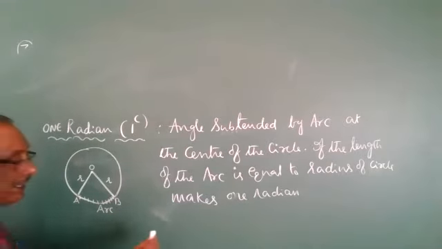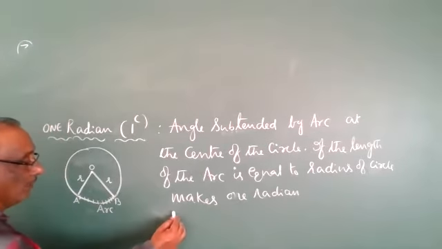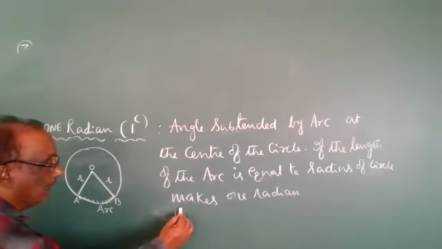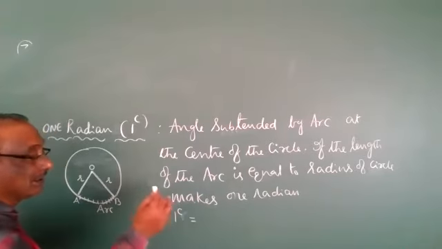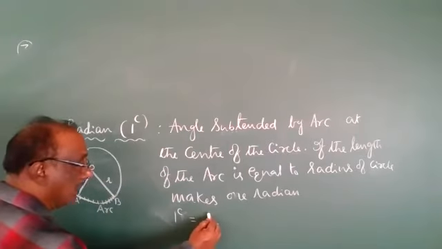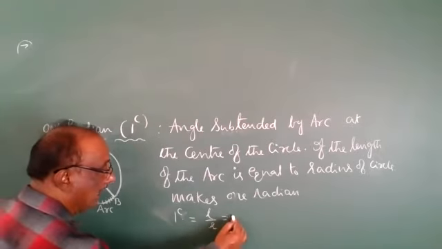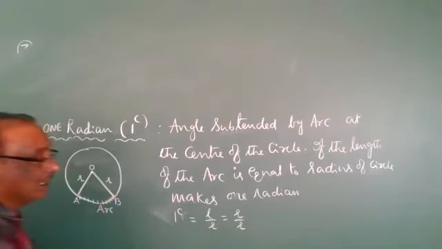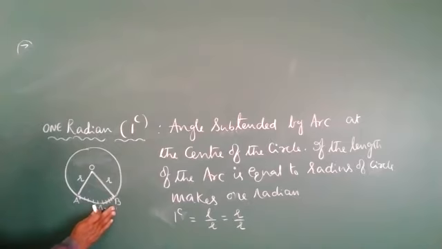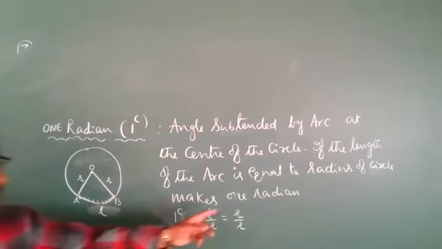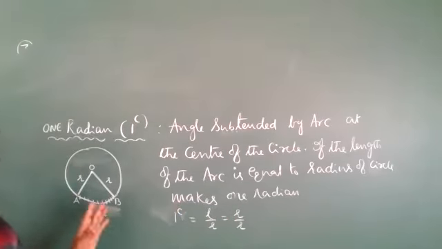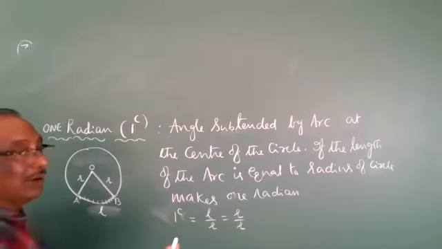So what is the definition of 1 radian? 1 radian is equal to the length of the arc divided by the radius. So L by R: here L and R are both equal, then it is called 1 radian. R cancels, then it is called 1 radian. So 1 radian means what is the angle?